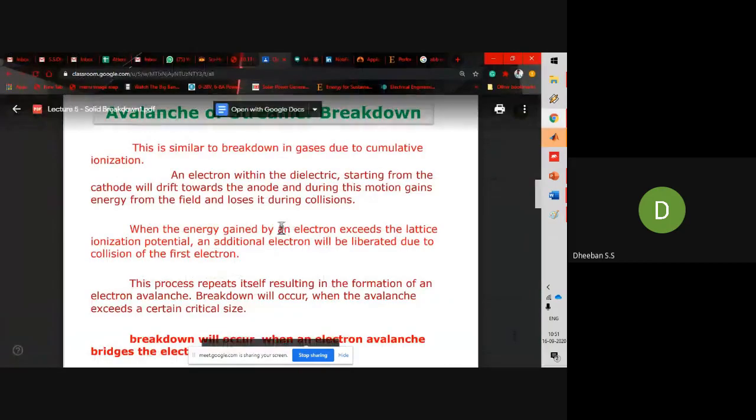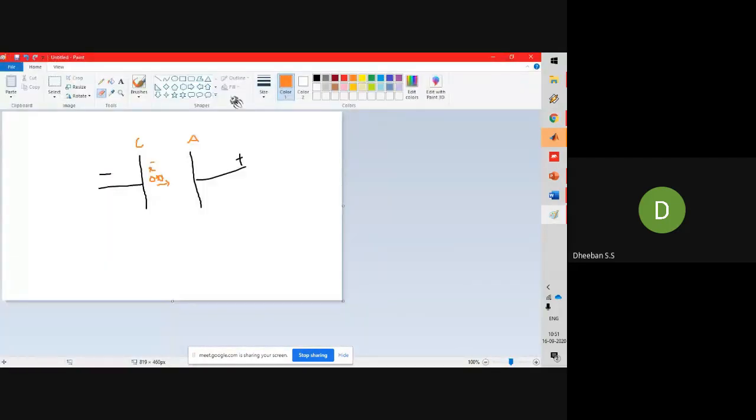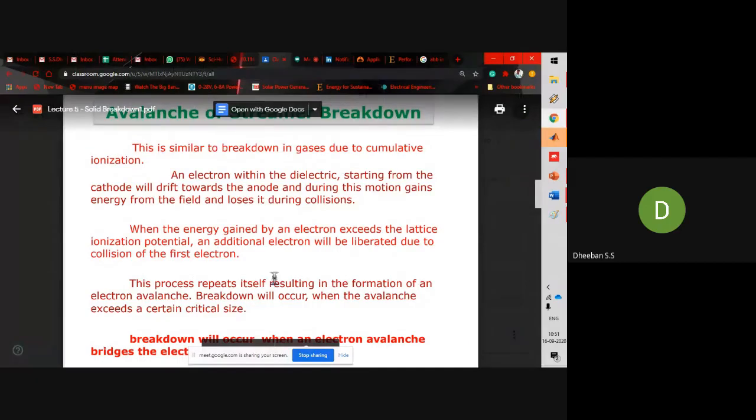So when the energy gained by an electron exceeds the lattice ionization potential, an additional electron will be liberated. If it is an electron, its charge means no problem. If it is a molecule or atom, it will be splitting into two, similar to your nuclear fission. This will be splitting into two more electrons. Like that, this goes on. This process repeats itself, resulting in the formation of an electron avalanche.